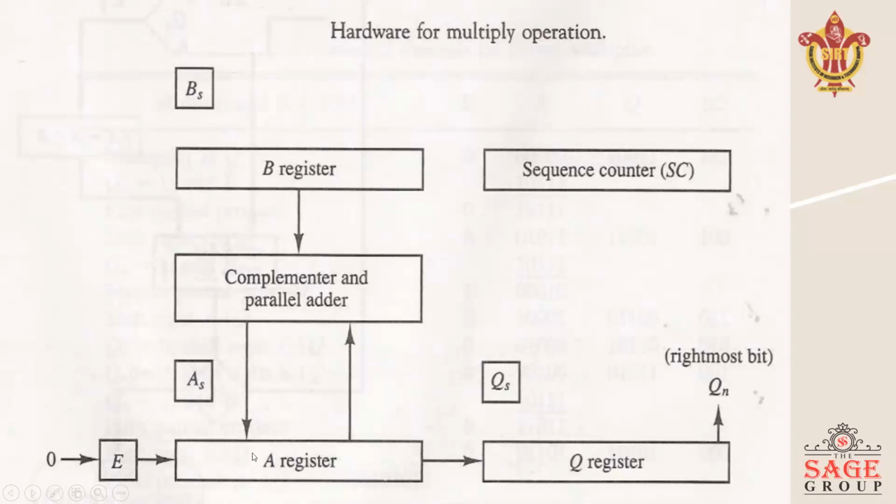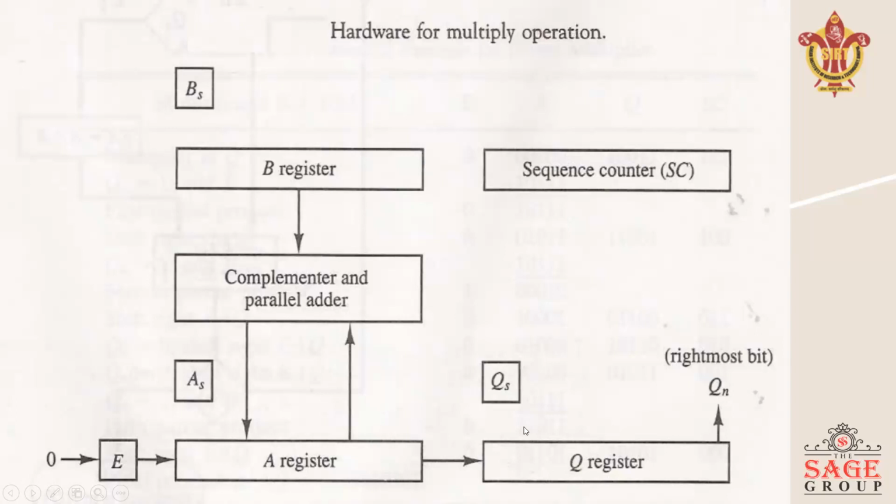AS is the sign bit of the A register, BS is the sign bit of the B register, QS is the sign bit of the Q register. Here E is the overflow bit: whenever there is an overflow after the addition, it will be stored in the overflow bit. And the sequence counter will count the number of partial products generated in the process, in the algorithm.